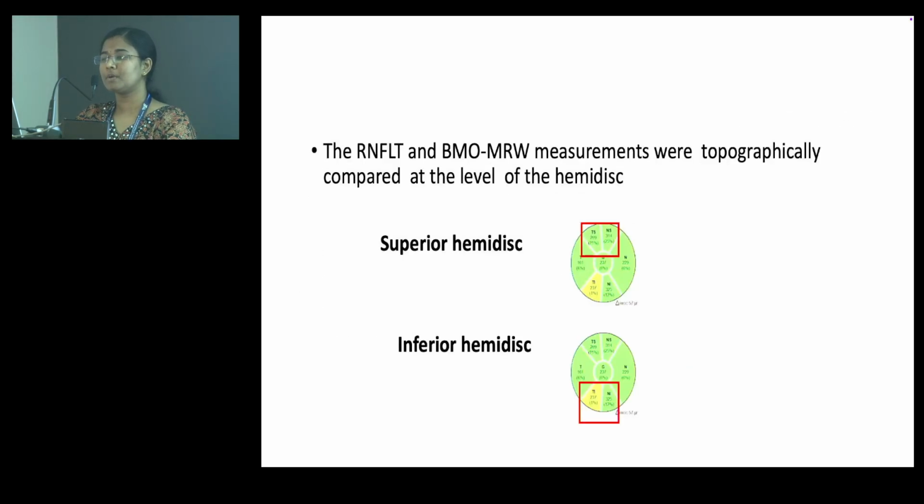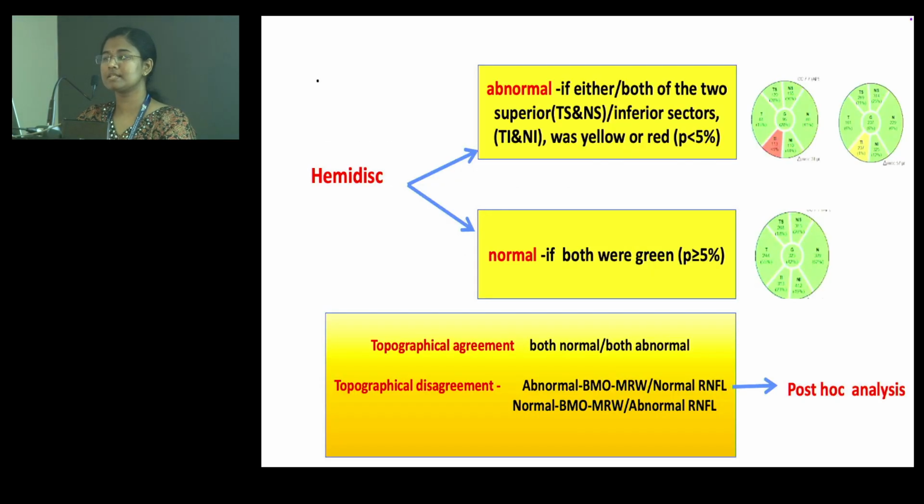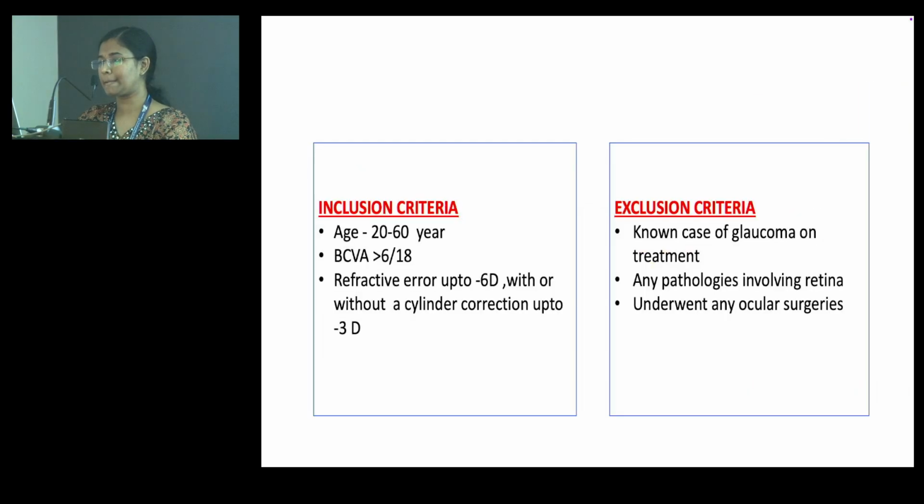RNFL thickness and BMO MRW measurements were topographically compared at the level of hemidisc. Superior sectors are included in the superior hemidisc and inferior sectors are included in the inferior hemidisc. A hemidisc is considered abnormal if either or both of two superior or inferior sectors was yellow or red. And if both RNFL and BMO are normal or both RNFL and BMO are abnormal, they are considered to have topographical agreement. Otherwise, they are considered to disagree with each other, and those cases underwent post-hoc analysis.